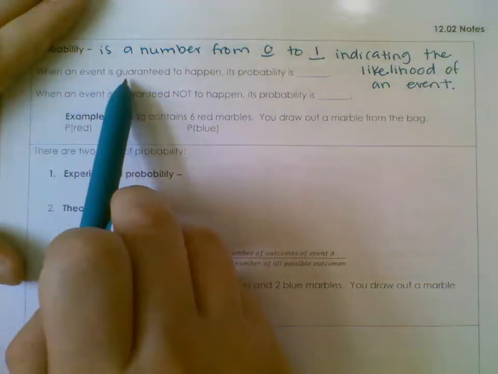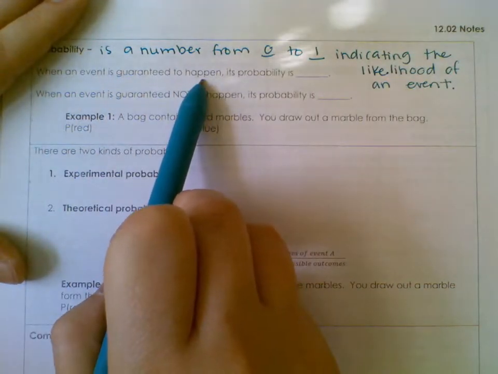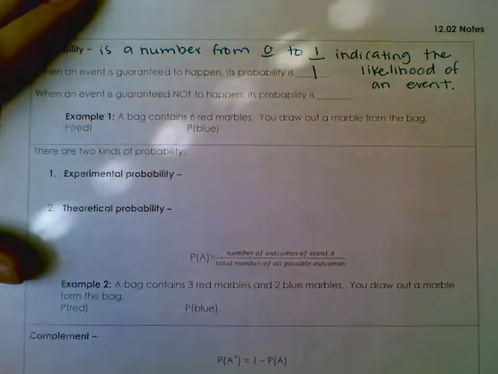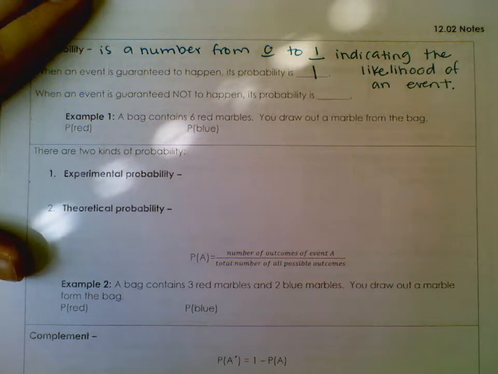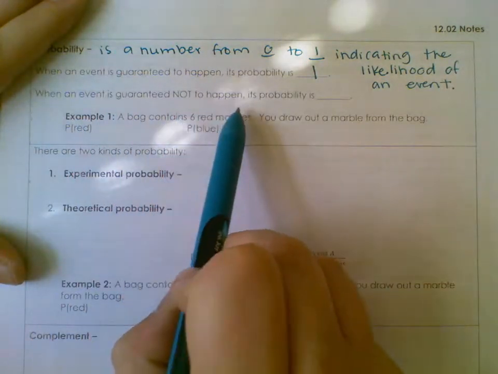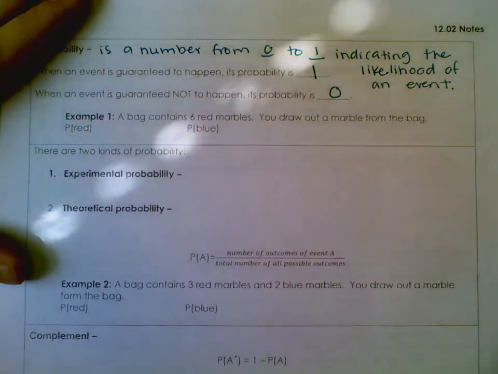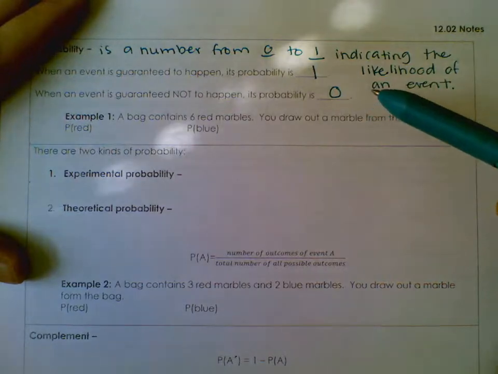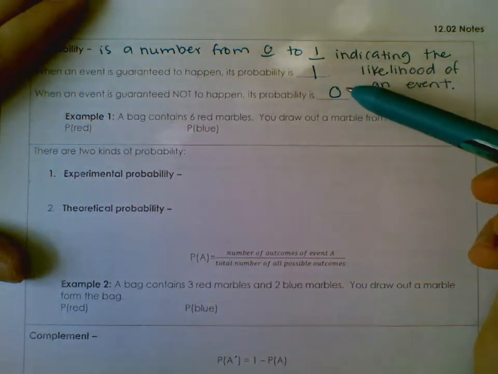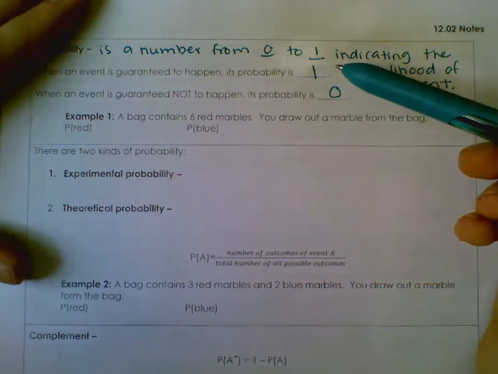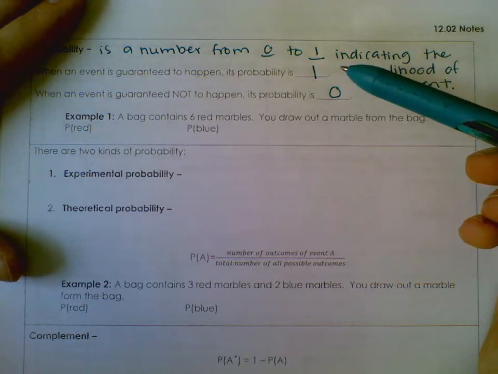So when an event is guaranteed to happen, it's definitely going to happen no matter what, the probability is 1. 1 means that it is guaranteed to happen. There is no chance that it's not going to happen. This event will happen every single time. When an event is guaranteed not to happen, its probability is 0. That means it will never happen. No chance at all. So the closer something is to 0, the less likely it is to happen. And the closer something is to 1, the more likely it is going to happen.